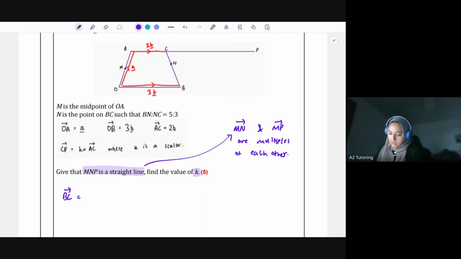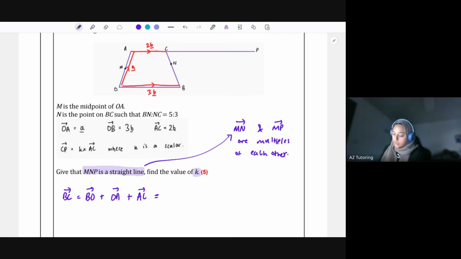So B to C, the path I'm going to take is BO, and then plus OA, plus AC. A good check is to make sure your starting and your ending match the starting and ending of the vector you're trying to find. So just to reiterate, BC is BO plus OA plus AC. That's the path I've chosen to take. And always tell the examiner which path you're taking as well. It helps with your working out.